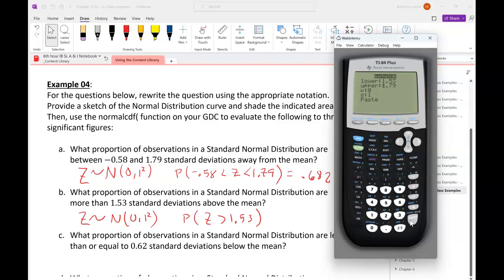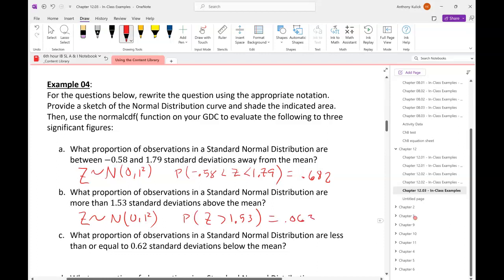In reality, it should be positive infinity, right? Can I type positive infinity into my calculator? No. So what I'm going to do is type the biggest number I can into my calculator. So I'm going to press 1 and then second, comma. So 1 times 10 to the 99th, 1E99. Again, this was standard normal, so 0, 1. And then we'll paste that and press enter. So I get 0.0630. Again, I'm wanting to round to 3 sig figs here.